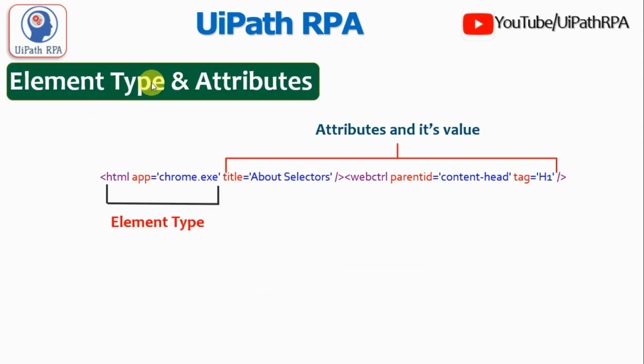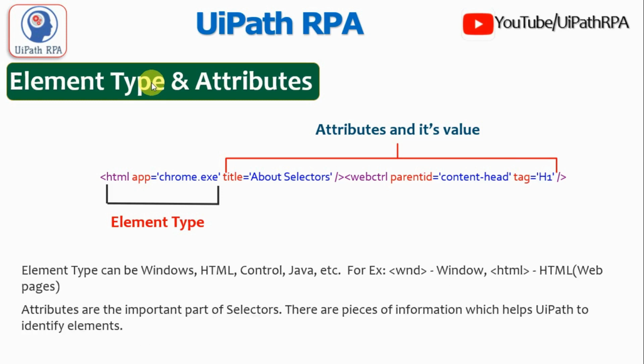This is the selector of HTML applications like web pages. Here the element type will be HTML, app equal to chrome.exe, because we are going to use web pages, and the application we are going to use is the Chrome browser. That's why the app shows chrome.exe. This is the element type, and here you can see the attributes and their values, the same as we use in making a website.